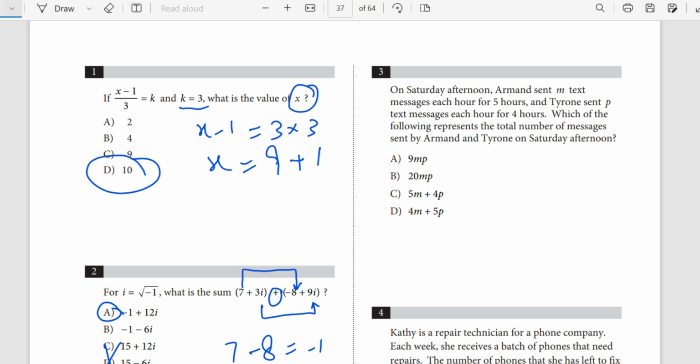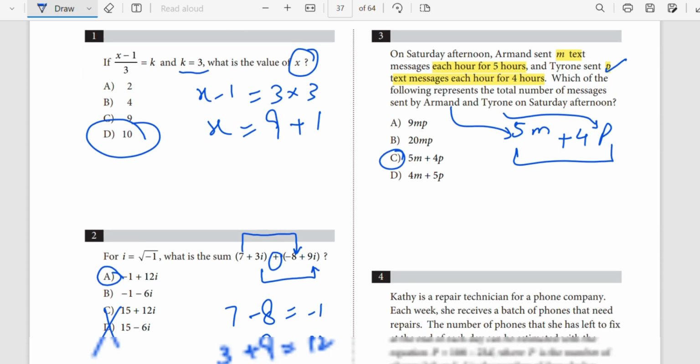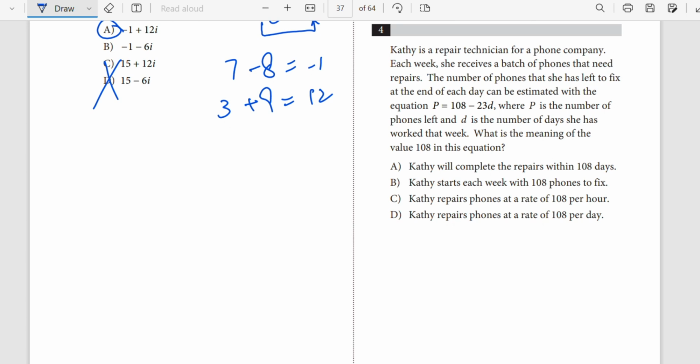On Saturday afternoon, Armand sent M text messages each hour for 5 hours, and Terion sent P text messages each hour for 4 hours. Now M texts for 5 hours, so that is 5M, that is what Armand did. And what did Terion do? P text messages for 4 hours, so 4P. Now in total we have to add it up. So 5M plus 4P, C is the suitable answer for you. Okay. Next, question number 4.